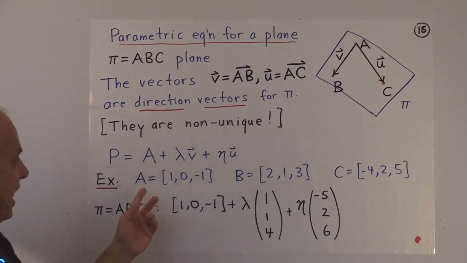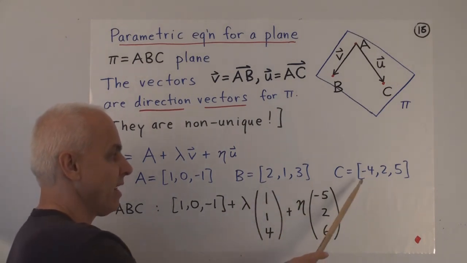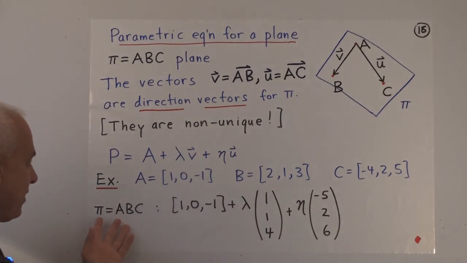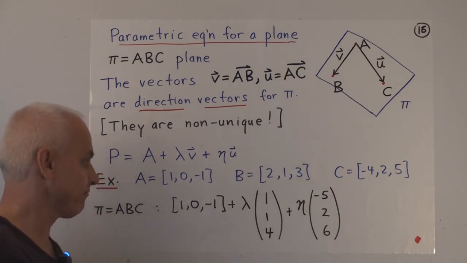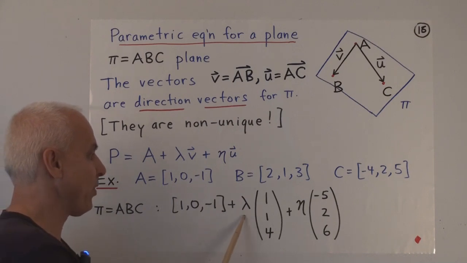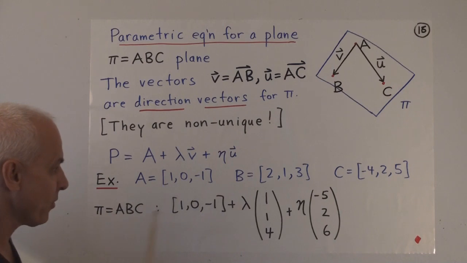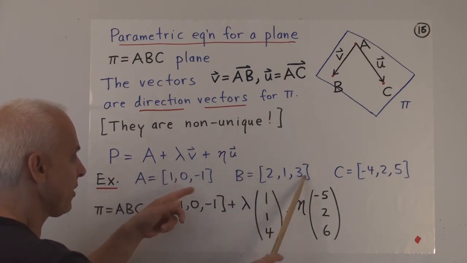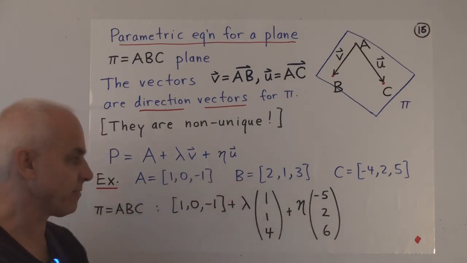So for example, suppose that A was the point (1, 0, -1), B is the point (2, 1, 3), and C is the point (-4, 2, 5). Then the plane determined by them, we can express it parametrically by saying we could start at the point A and go a multiple of the vector AB. How do we write down the vector from A to B? We take the difference between coordinates: 2 minus 1, 1 minus 0, 3 minus minus 1. So that's the vector joining A to B.